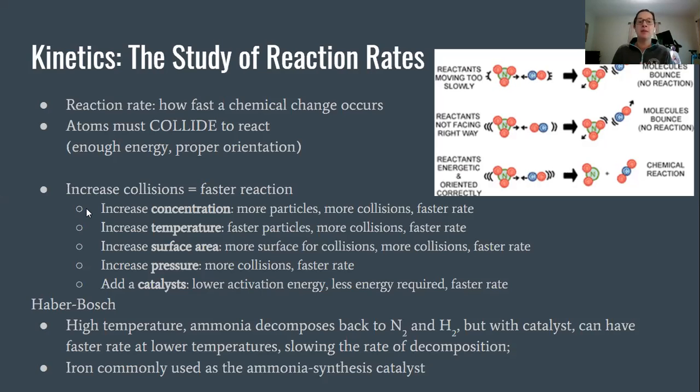Anytime that you're trying to change the rate of reaction, you're going to change the number of collisions. So if you can increase those number of collisions, then you're going to have more collisions, so more of them are likely to be proper or be successful. And so more collisions means a faster reaction.